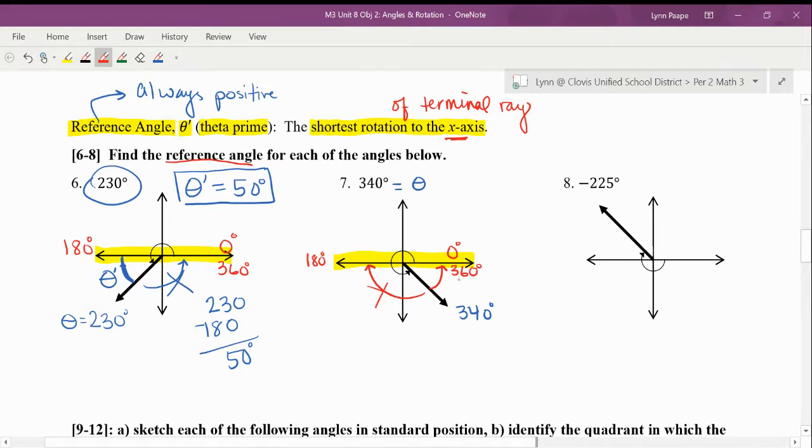So I need to see, well, how far apart is 340 from 360? So in order for me to figure out the distance between those two, I would subtract. So 360 minus 340 is 20 degrees. And so theta was 340, my rotated angle. And then my reference angle, which is the distance to the x-axis, is 20 degrees.